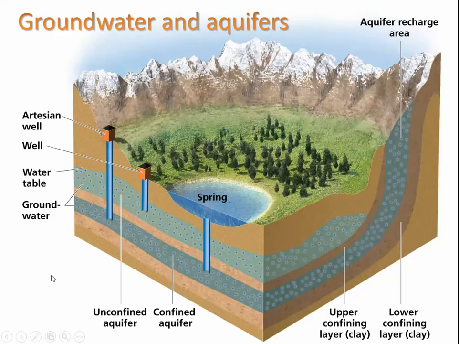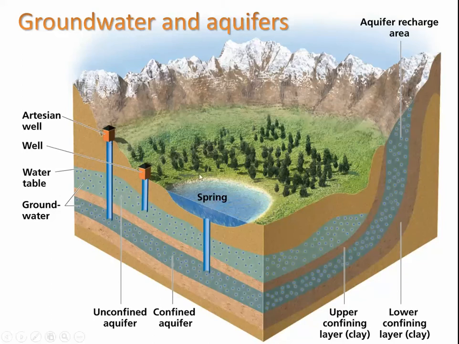We say that groundwater is stored within aquifers, and aquifers are rocky places where there's space between the rocks that can hold water. And what keeps the water from going down deeper would be a lower layer of clay. And if you happen to have a layer of clay above your aquifer, then you can get what's called a confined aquifer. And that means the water can become pressurized. And in that case, if you were to dig a well, the water could come up from its own pressure, and that's called an artesian well.